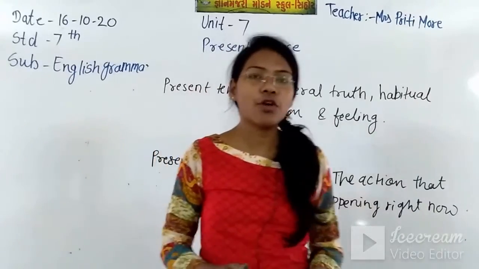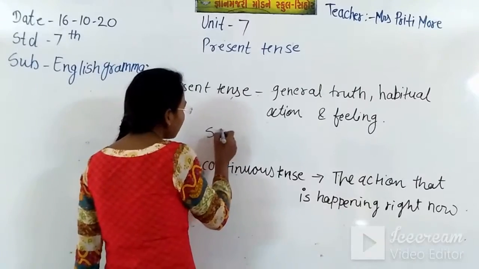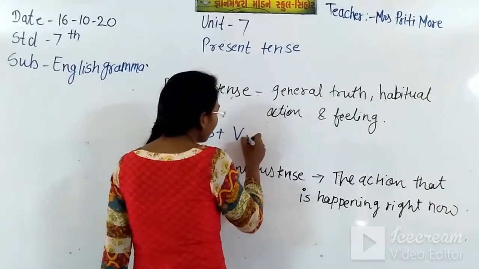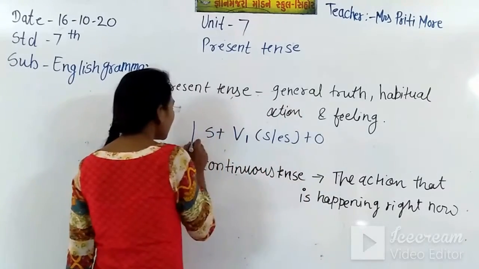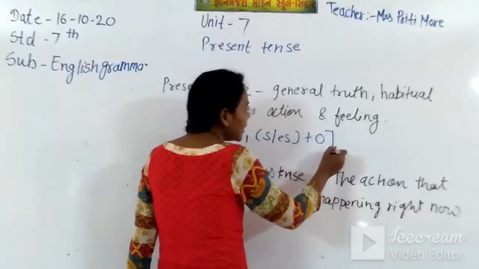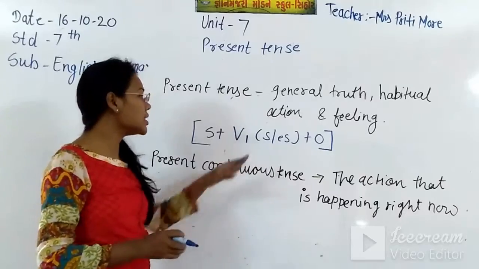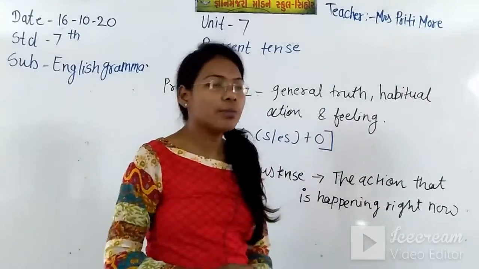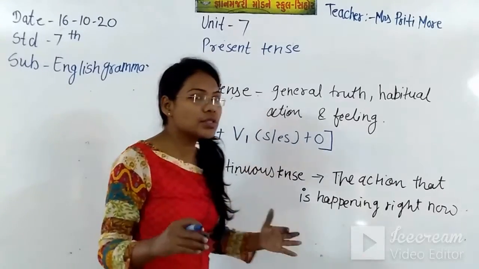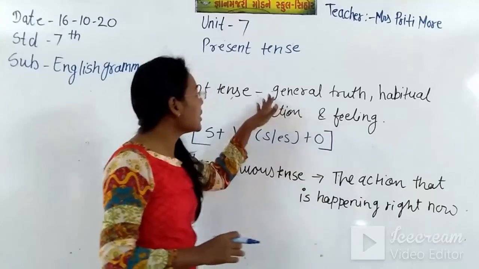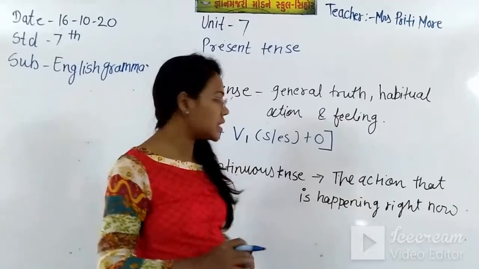And the formula also we have just seen. What is the formula of the present tense? Subject plus verb V1 plus s or es plus object. This was the formula we learned in the last video. When the subject is singular, that time we add s or es to the verb. So this is the formula of the simple present tense, and we use it to say the general truth, habitual action and our feelings.